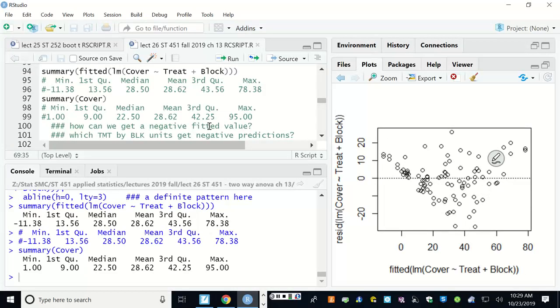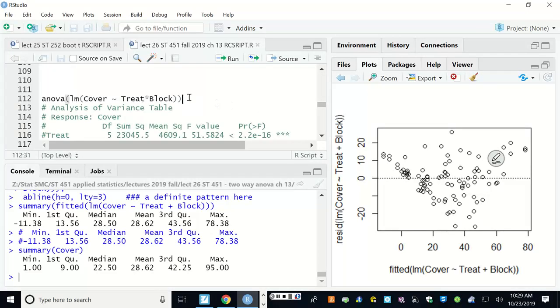There's just no getting around it. The implications of a model or an adjustment at the gross level can produce funny things at the micro or local level. But anyway, yes, we do get some negative predictions there, and that does come up in the plot.